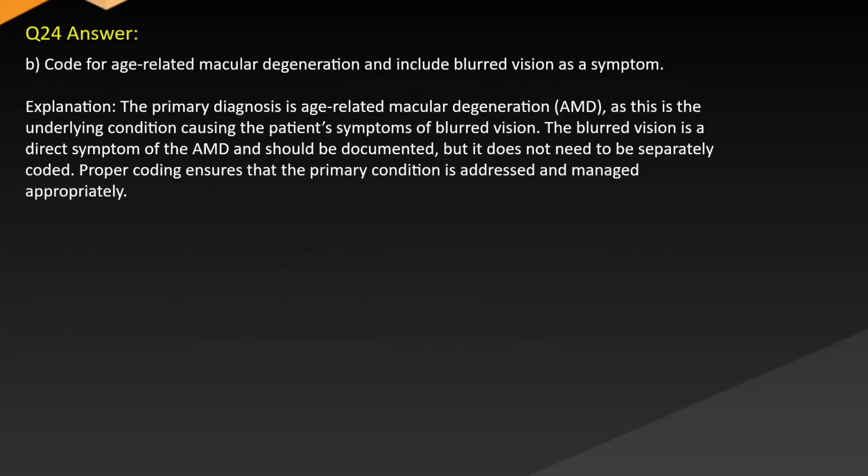Answer: B. Code for age-related macular degeneration and include blurred vision as a symptom. Explanation: the primary diagnosis is age-related macular degeneration (AMD), as this is the underlying condition causing the patient's symptoms of blurred vision. The blurred vision is a direct symptom of the AMD and should be documented, but it does not need to be separately coded. Proper coding ensures that the primary condition is addressed and managed appropriately.